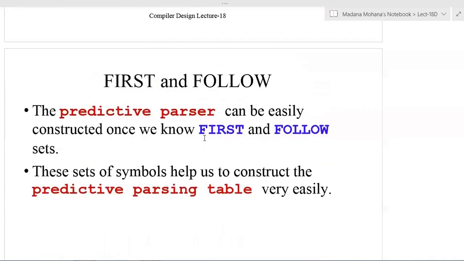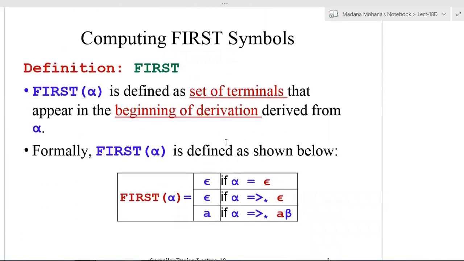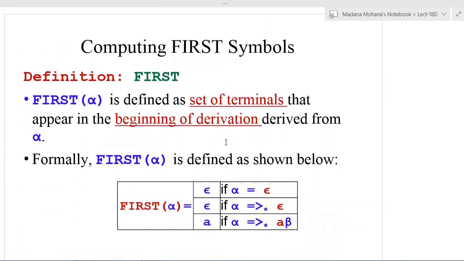Now, how to define them, and what are the rules for computation of first and follow values, we will see. The predictive parser can be easily constructed once we know the first and follow sets. Without these, we can't construct a predictive parsing table. These sets of symbols help us construct the predictive parsing table very easily. So this is the purpose of first and follow sets. Let us see them one by one with the definition, rules or algorithm, followed by an example.